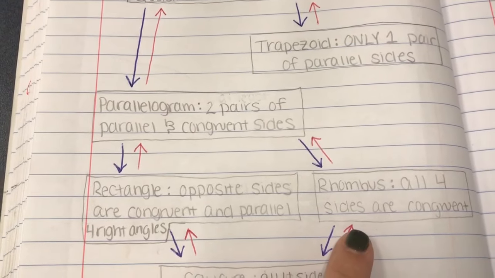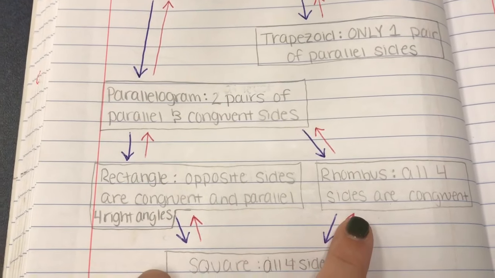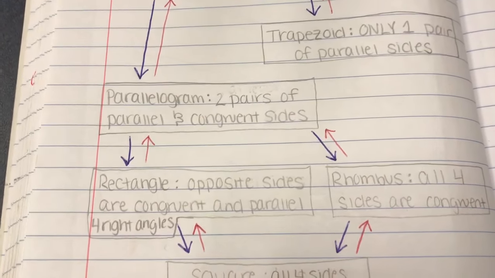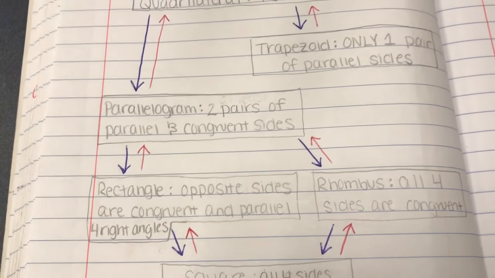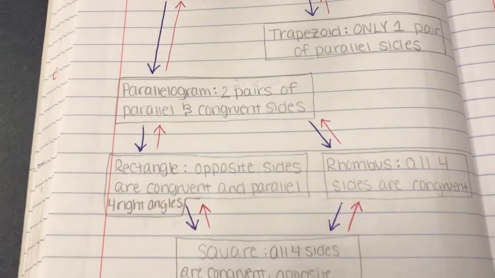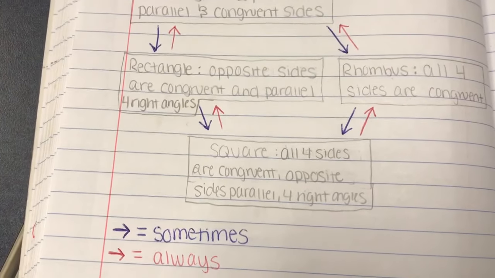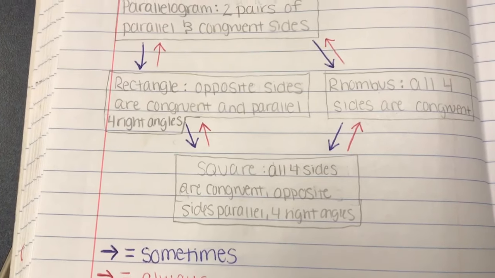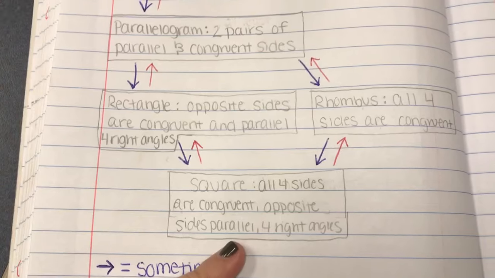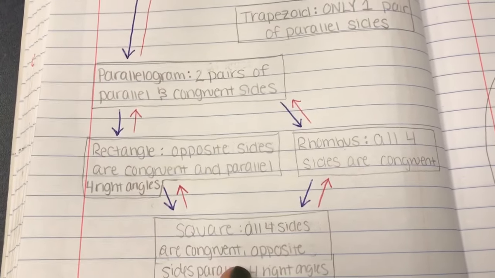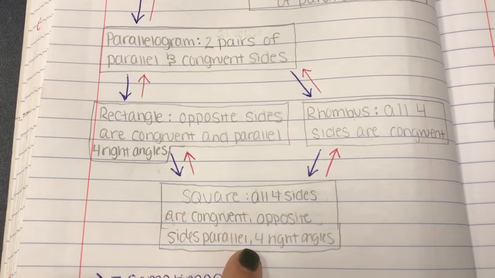And a rhombus is another kind of parallelogram where all 4 sides are congruent. It doesn't have any specifications about the angles. It just needs to have 4 sides that are congruent. So sometimes a rectangle can be a square. If all 4 sides are congruent and the opposite sides are parallel and it has 4 right angles, then it's considered a square. A rhombus is considered a square if all of its angles are 90 degrees.